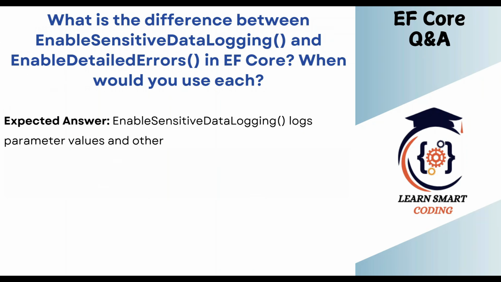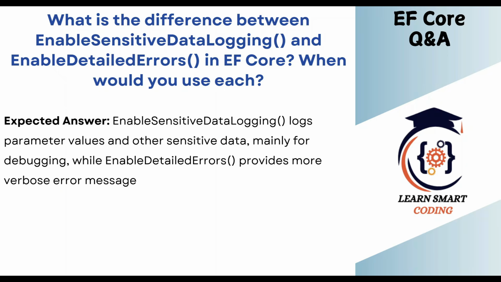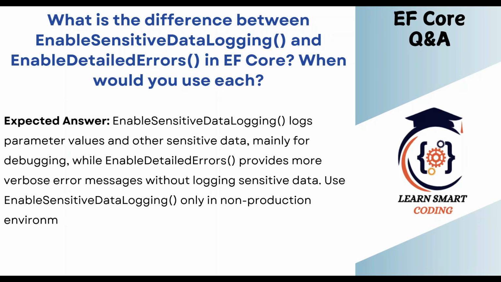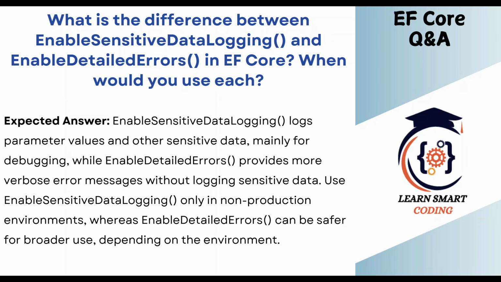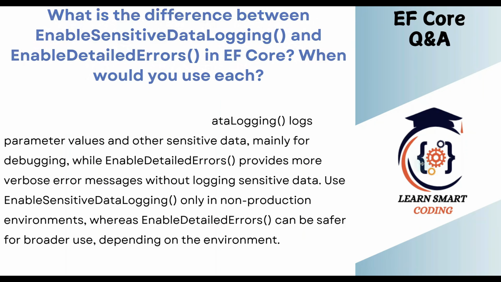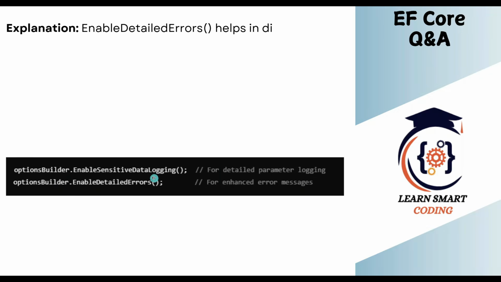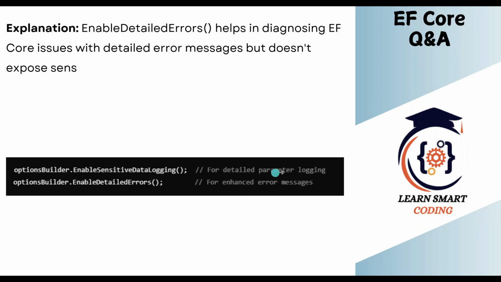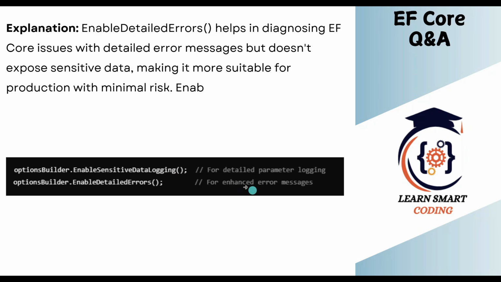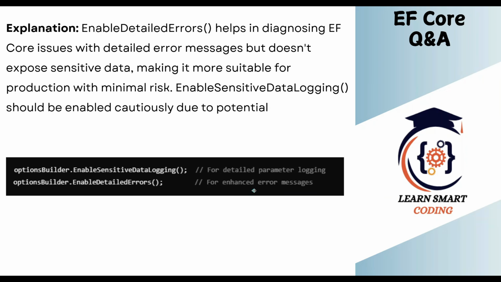Same thing, there is another one called EnableDetailedErrors. So there are EnableSensitiveDataLogging and EnableDetailedErrors. The difference between these two, that's the question. The sensitive data logging will log the parameter data, but the detailed errors option will enhance the error logging mechanism, so you know what's actually happening with your query. So you can enable these two options.